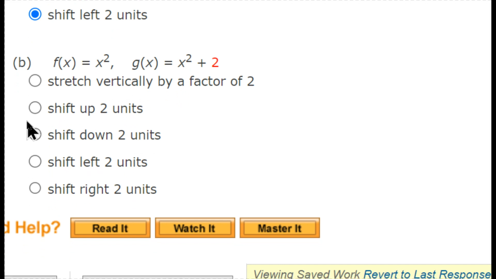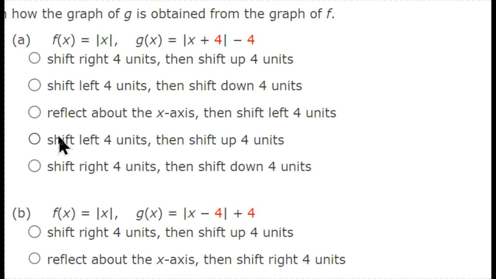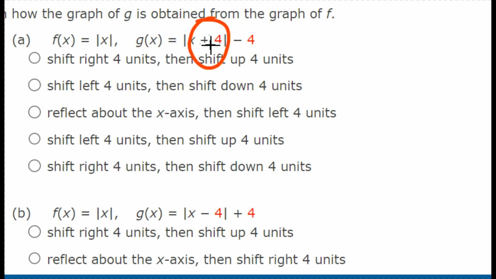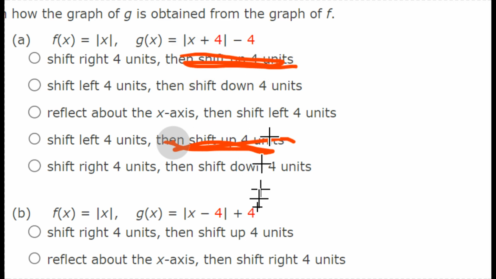Now we have a modification of the y value. It shifts up 2 units. You have a modification to the x values. You have a modification to the y values. So it's got to shift down by 4 units. So it won't be this one, it won't be this one, it won't be this one. It's got to shift down 4 units.